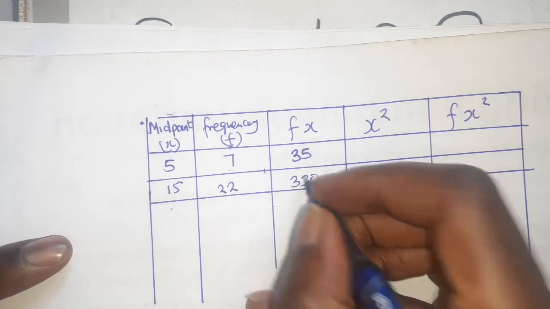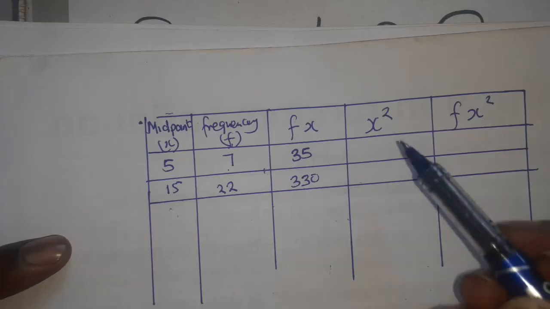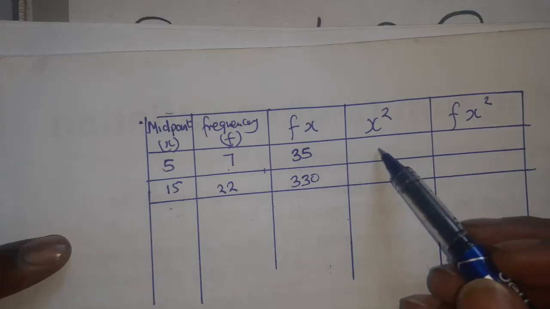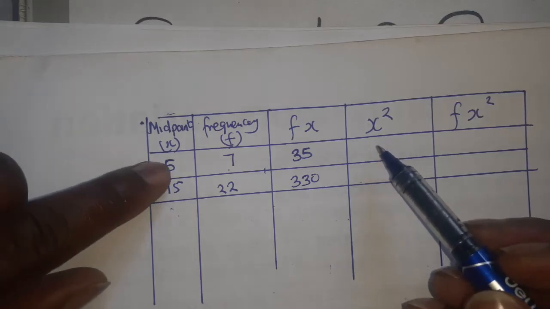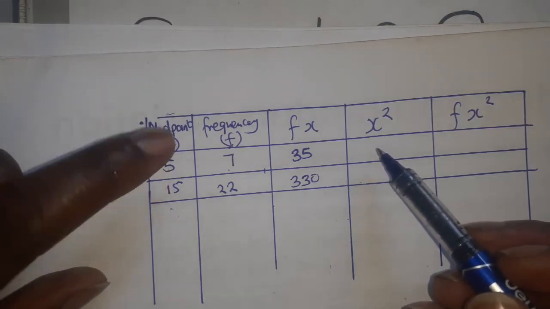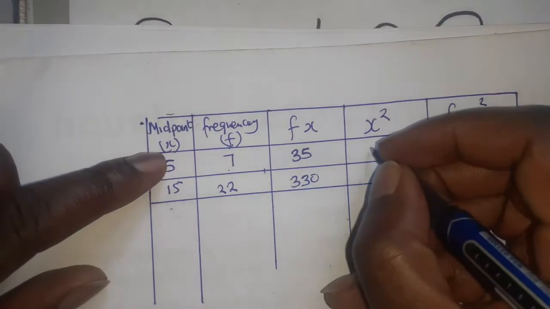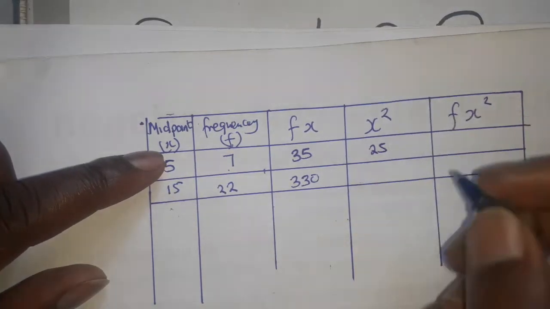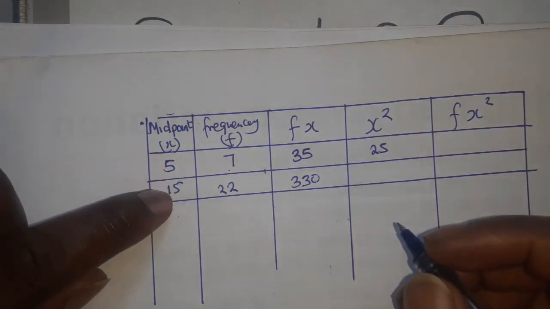330. Can confirm it. 330. Then look at this part. What are we supposed to have here? This is the x squared. What is our x squared? What is our x? Our x is 5. So you need to square this 5. So when we square this 5, what do we get? We get 25.